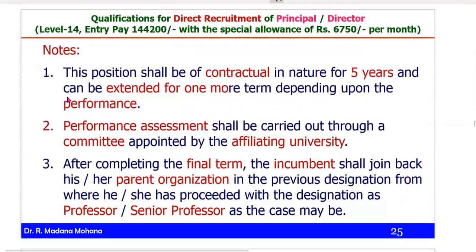Here are some important points to remember for direct recruitment of principal or director. This position shall be contractual in nature for 5 years and can be extended for one more term depending upon the performance. Performance assessment shall be carried out through a committee appointed by the affiliating university.